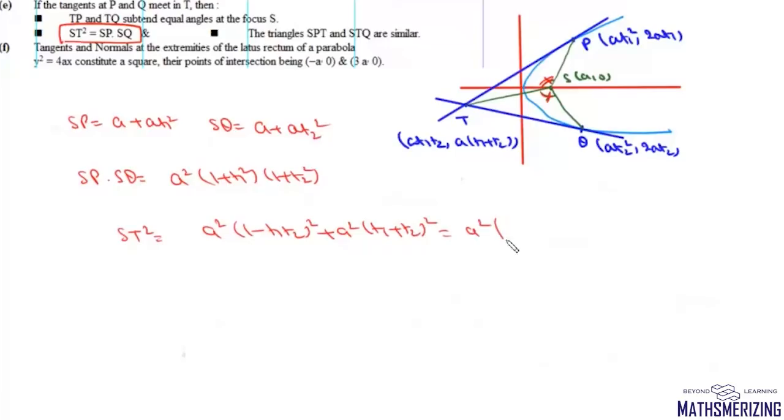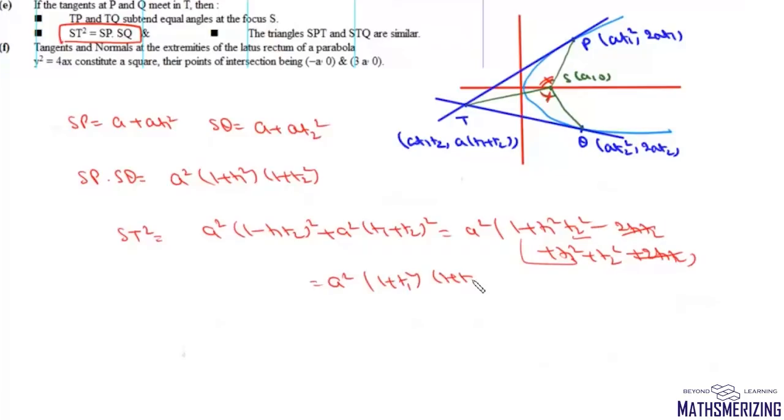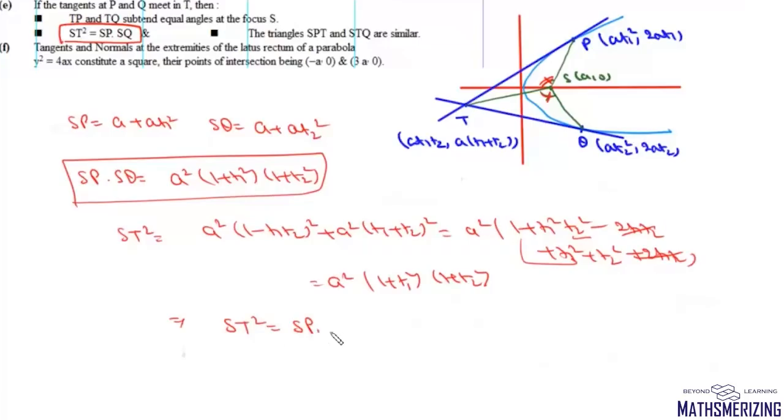So we'll take a² common and then we can write 1 plus t1²t2² minus 2t1t2, and here it will be t1² plus t2² plus 2t1t2, so we'll cancel. So we can write a², and we'll take 1 plus t1² common, and here we'll take t2² common. So we can write (1 plus t1²)(1 plus t2²). Basically it is SP into SQ. So from here we can say ST² is equal to SP into SQ.